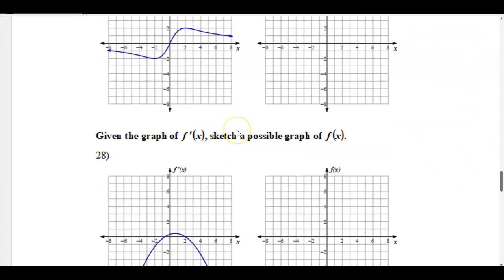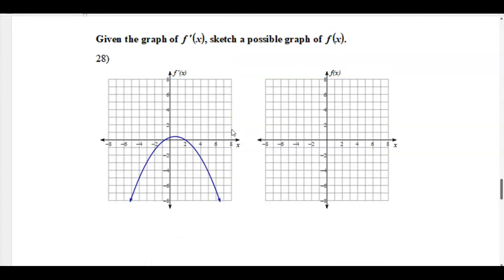Okay, let's go ahead and take a look at number 28 now. 28 is the reverse of 26. In other words, this graph is the slope of that graph that we're trying to find. So what do we see here? I see that this derivative graph is touching the x-axis at about 0.5 and at 2. And what that means is that my f function is going to have a relative min or a relative max at those points.